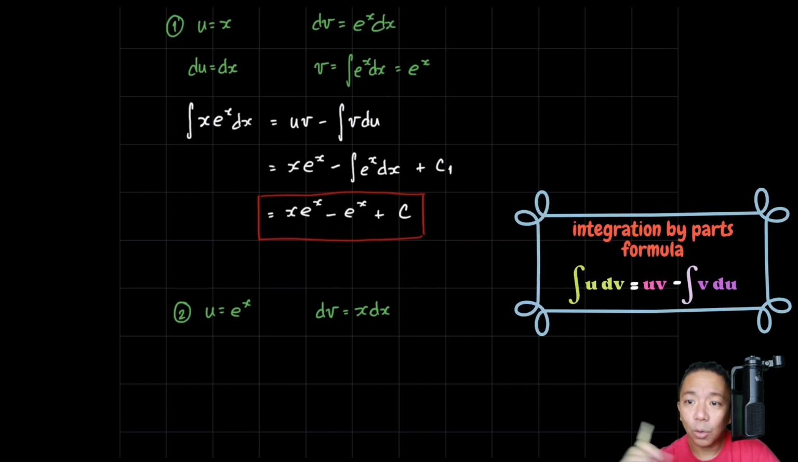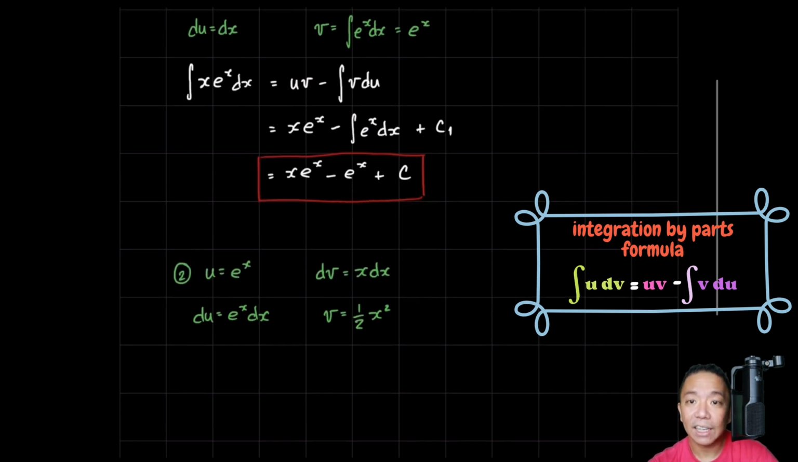Now again, according sa formula natin sa integration by parts, kailangan ko ng du at kailangan ko ng v. Si u naman madaling i-differentiate, so du is equal to e raised to x dx. Si v din naman madaling i-integrate, so we could write v is equal to 1/2 x squared, yung integral ng x.